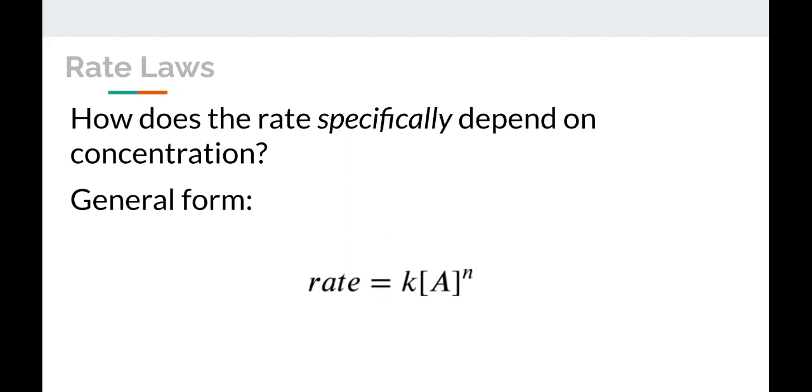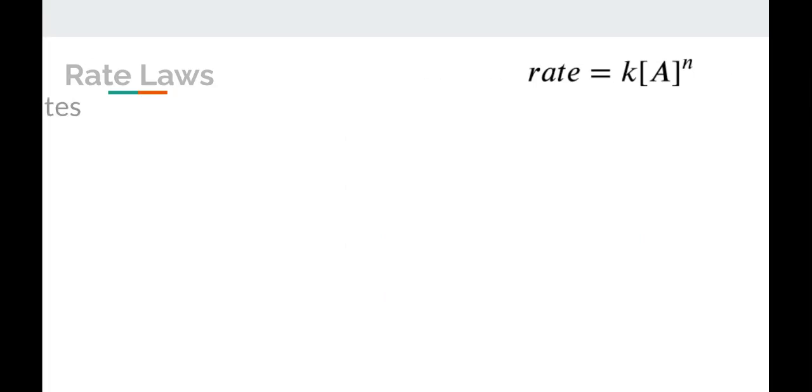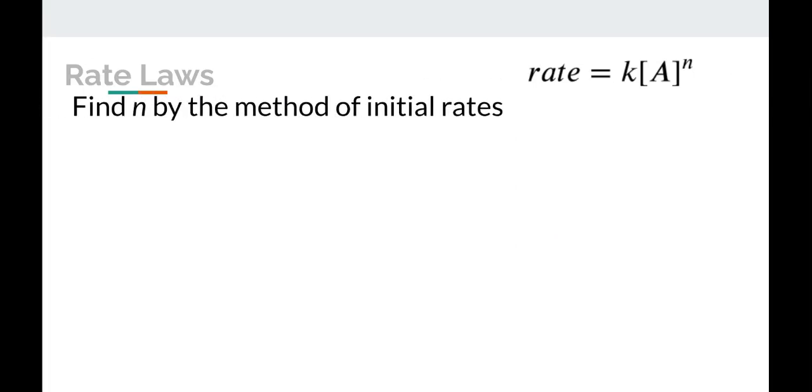So sometimes they're zeroth order, it doesn't depend on concentration. Sometimes they're first order, sometimes they're second order. And we're going to look at how we can determine what that order is, and then how we could use that to find the rate constant. So one way we do this is using something called the method of initial rates.